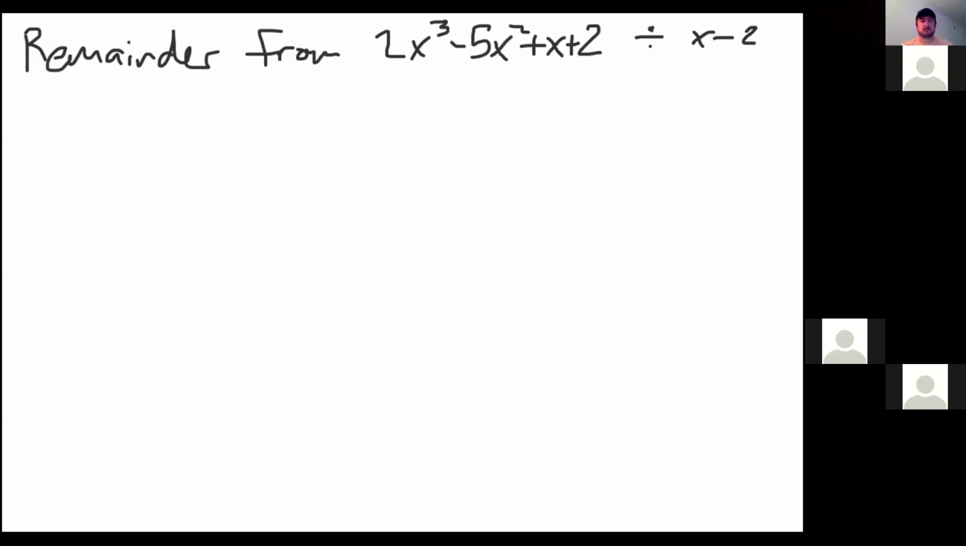From taking the polynomial 2x cubed minus 5x squared plus x plus 2 and dividing it by x minus 2. Okay, so find that remainder. That is your goal for today's daily quiz.